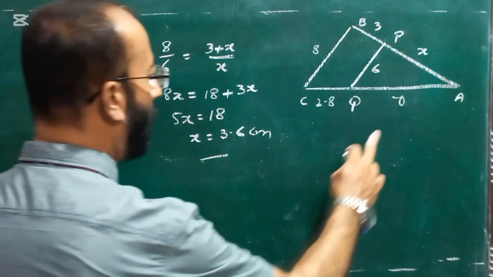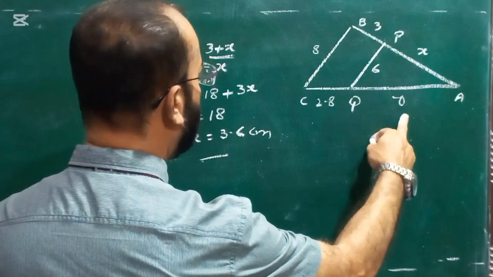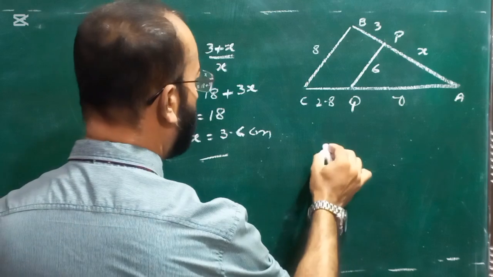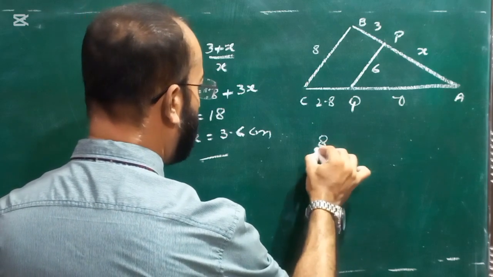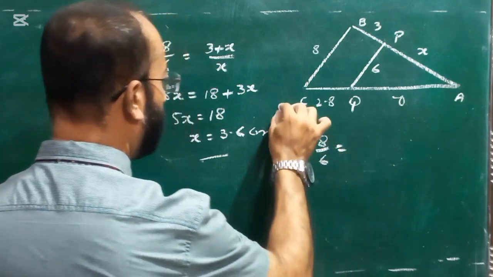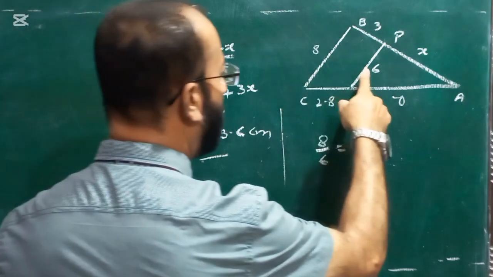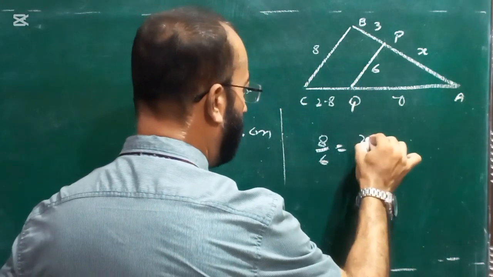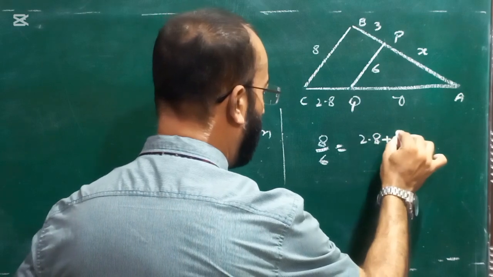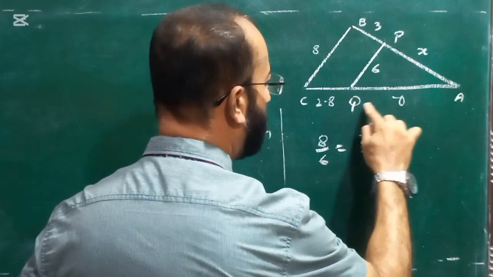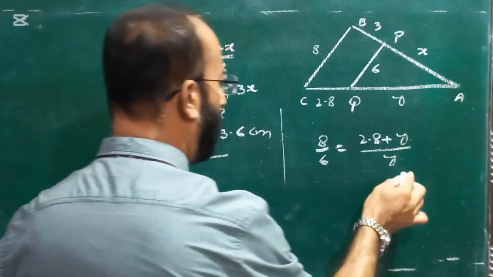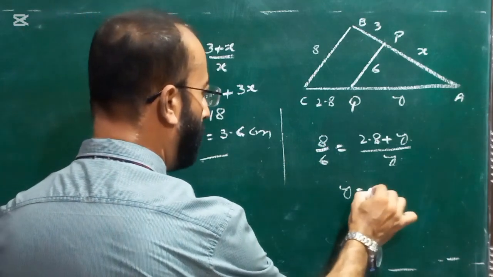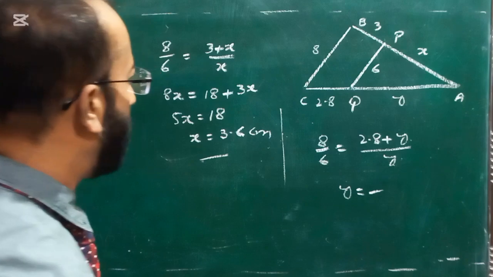So again, look, now y is also missing. So again, move from bigger to smaller. So 8 by 6. So look, now you have moved from bigger to smaller. So the bigger side is 2.8 plus y. And the smaller side is y. So again, cross multiply the values, you will get the answer of y. So this is the method.